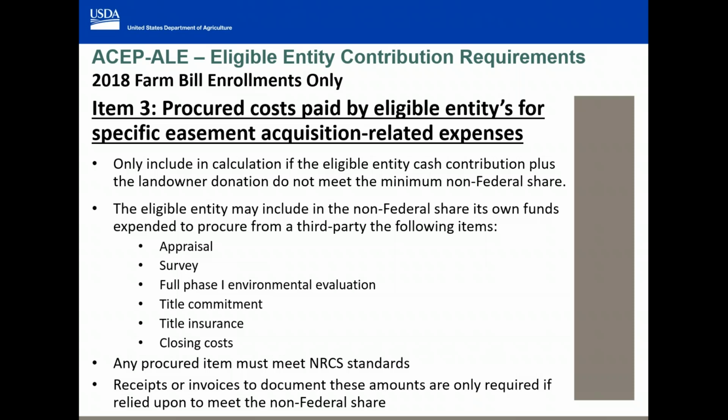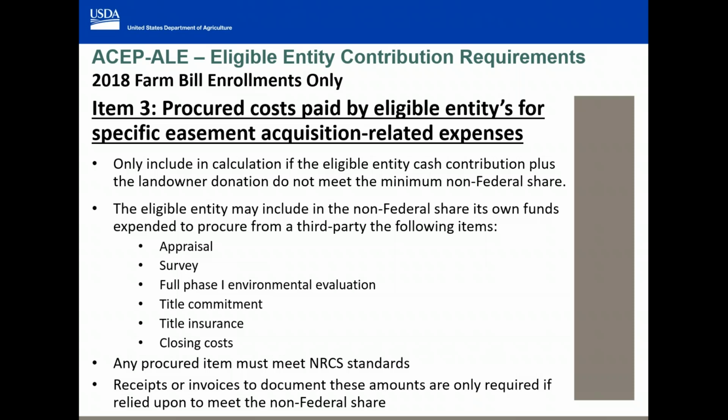earlier, is the form that is submitted to request payment and lists out the documents that we need in order to make that payment. So that's the document that lists out the receipts that are needed in order to count this toward the non-federal share. And that will be an exhibit to the ALE agreement. And as with other categories of non-federal share, these costs must actually be costs that are expended by the eligible entity. They cannot come from the landowner.